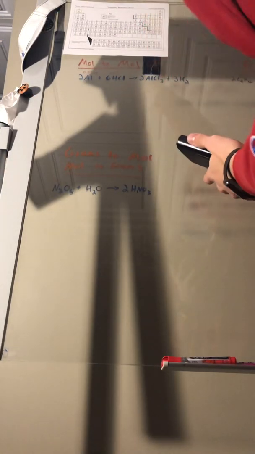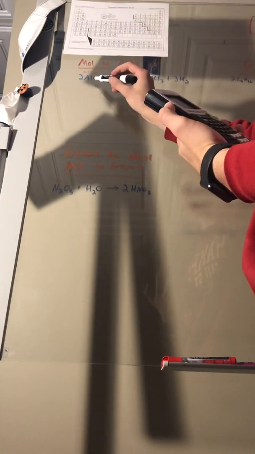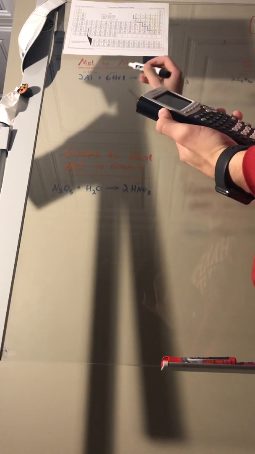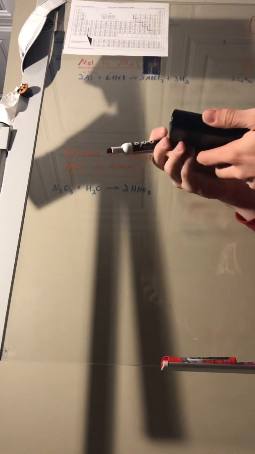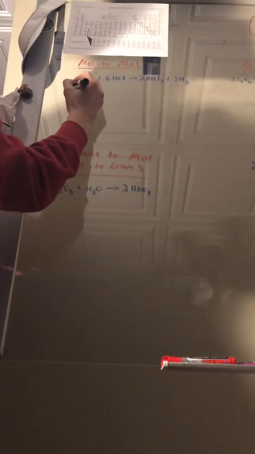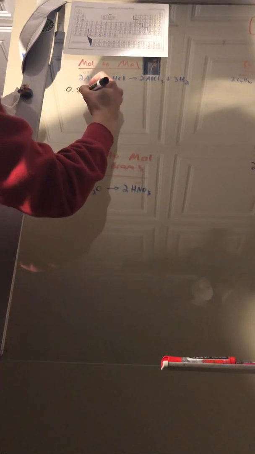So on my periodic table, we'll go up here. Okay. So say you were to do this problem. You're given 0.87 moles of aluminum, and you want to find out, to carry out this reaction, how many moles of hydrochloric acid you're going to have. Okay. So start off. You have 0.87 moles aluminum. Alright?